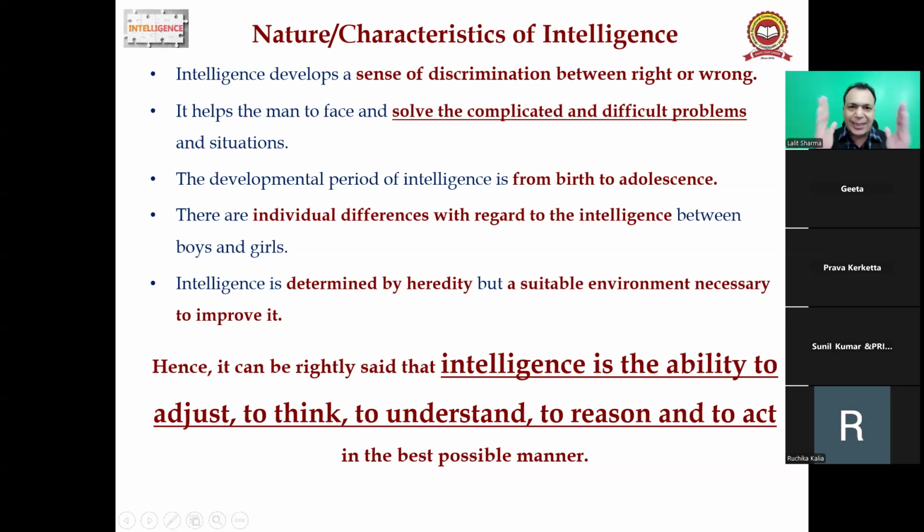Hence, it can be rightly said that intelligence is the ability to adjust, to think, to understand, to reason, and to act in the best possible manner. Right, guys?